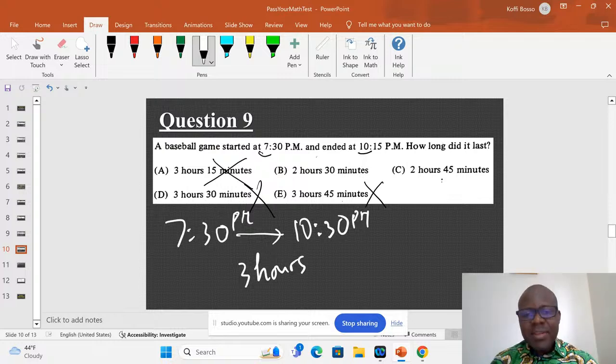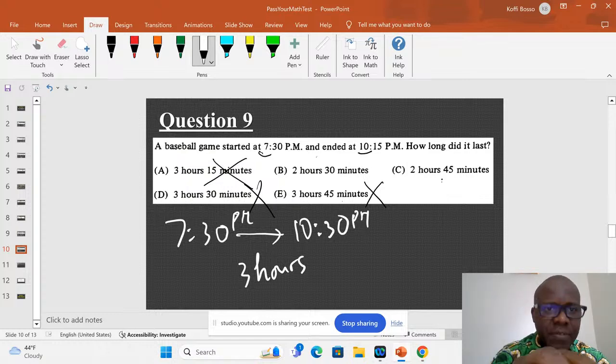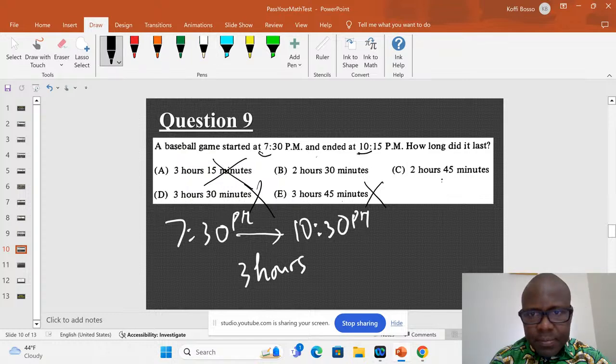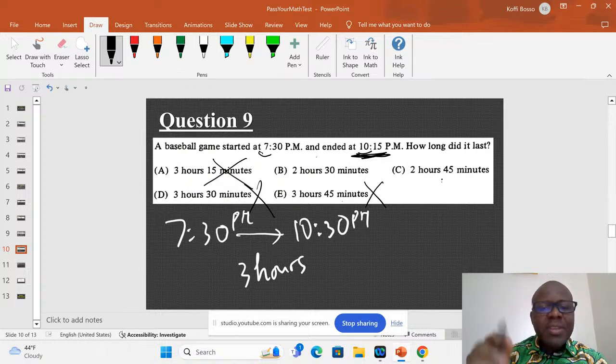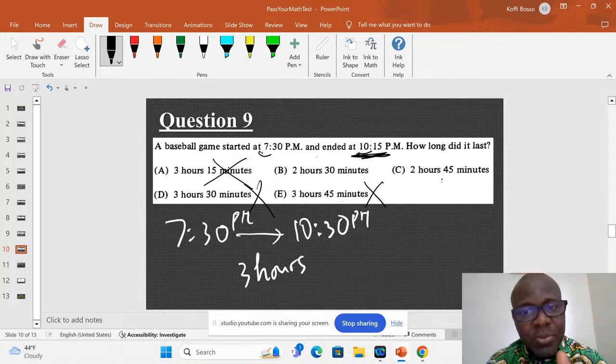Now, understand this. If you end at 10:15, which is not yet 3 hours, you are 15 minutes close to 10:30. If it's 10:15, you are 15 minutes close to 10:30. So that means you're going to have 3 hours minus 15.